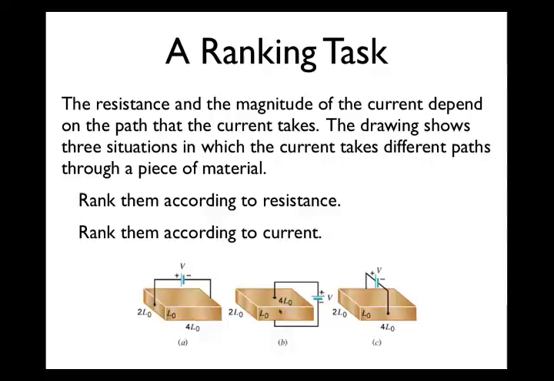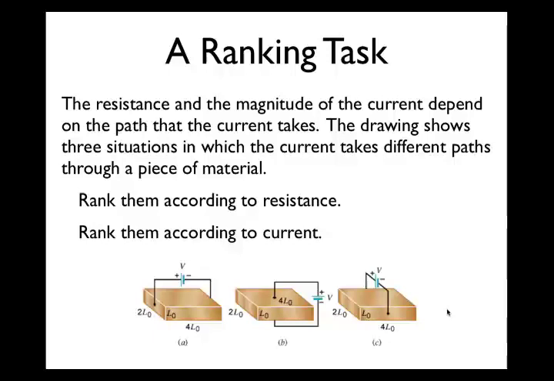Take the same battery, but if I connect it to the top and bottom, the charge would flow from the top face to the bottom face. If I connect it to the front and the back, the charge would flow from the back face to the front face, or vice versa. So how do these three materials rank according to resistance with the way they're wired?